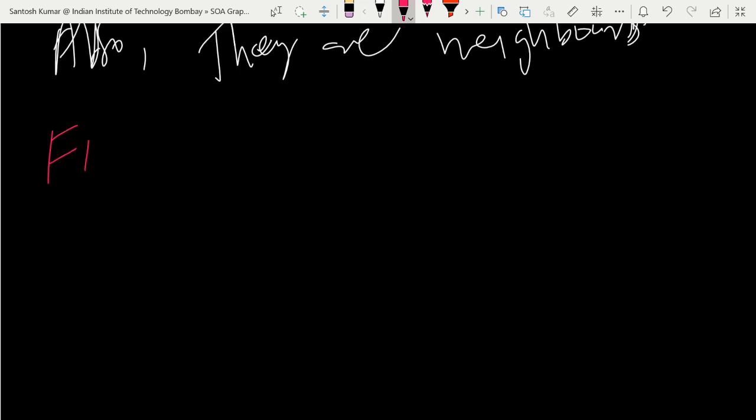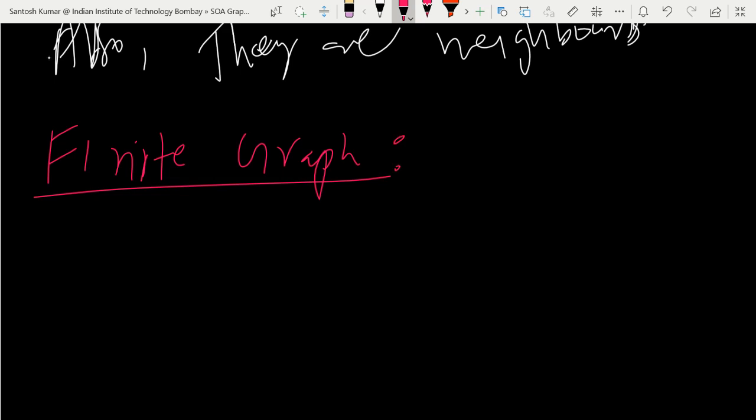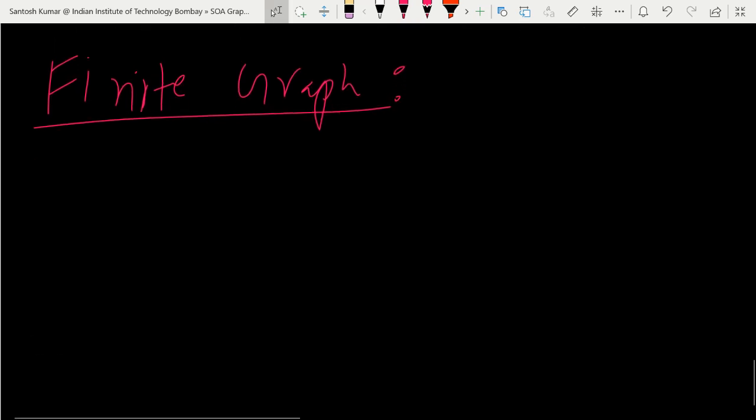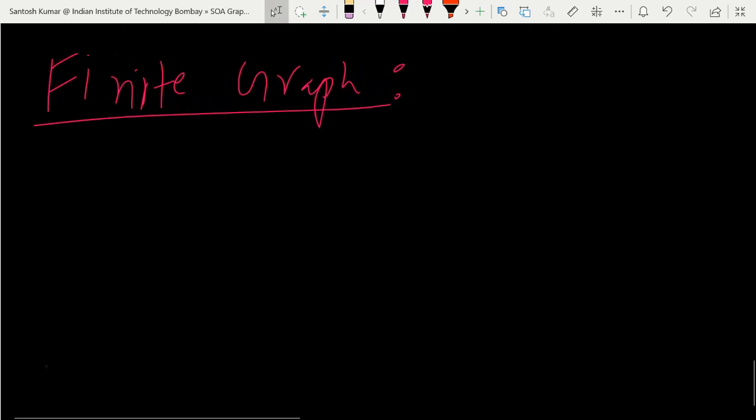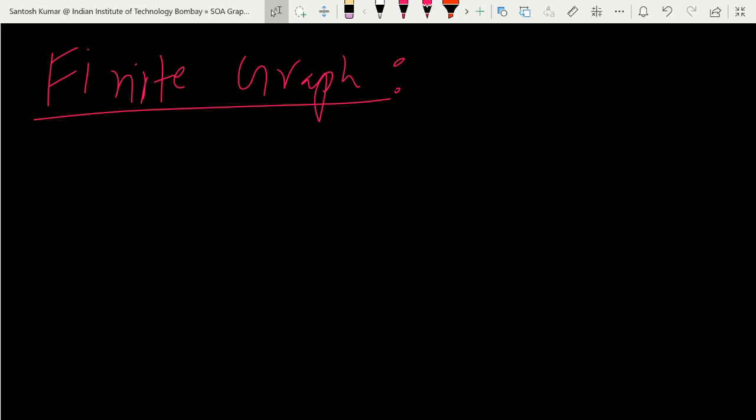Okay. What is a finite graph? The name itself says the definition. Yes, it has a finite number of vertices and edges. So obviously in this course, we'll consider only finite graphs. We'll not consider any graph which has infinite vertices or infinite edges. So just for knowledge, what is a finite graph?